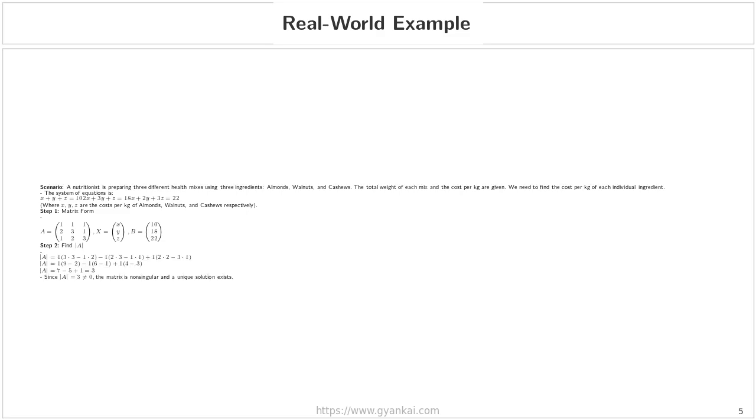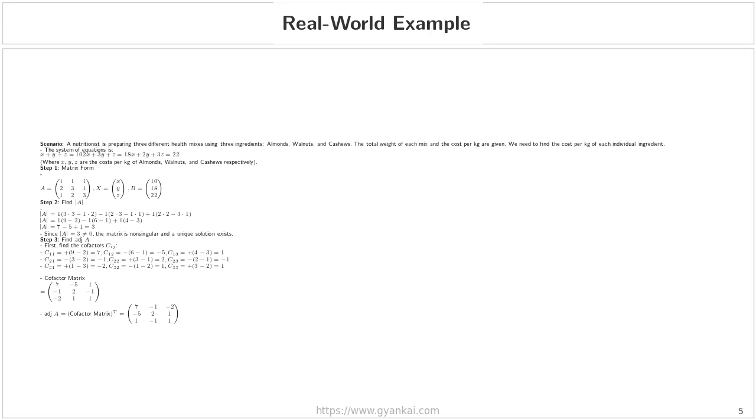Step 2. Next, we calculate the determinant of A to ensure a unique solution exists. Expanding along the first row, we get 1 times the quantity 3 times 3 minus 1 times 2, minus 1 times the quantity 2 times 3 minus 1 times 1, plus 1 times the quantity 2 times 2 minus 3 times 1. This simplifies to 1 times the quantity 7, minus 1 times the quantity 5, plus 1 times the quantity 1. This gives us 7 minus 5 plus 1, which equals 3. Since the determinant is 3, which is not 0, the matrix is non-singular, and we can proceed.